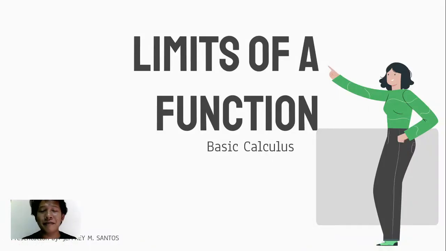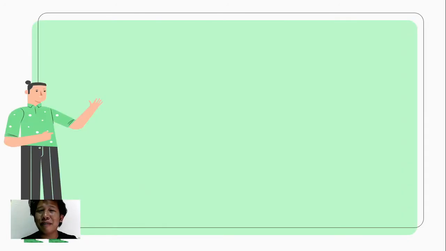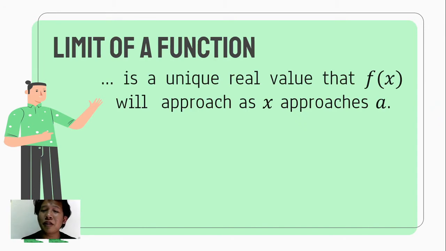So for today's video, we're going to discuss the limits of a function. So what is a limit of a function? The limit of a function is a unique real value that f of x will approach as x approaches a. So ibig sabihin po, kapag meron tayong function na f of x, yung limit niya is a value, yun yung nagiging value ng f of x natin kapag ang variable x natin ay nag-a-approach sa certain value, which sa ating definition, that would be a.